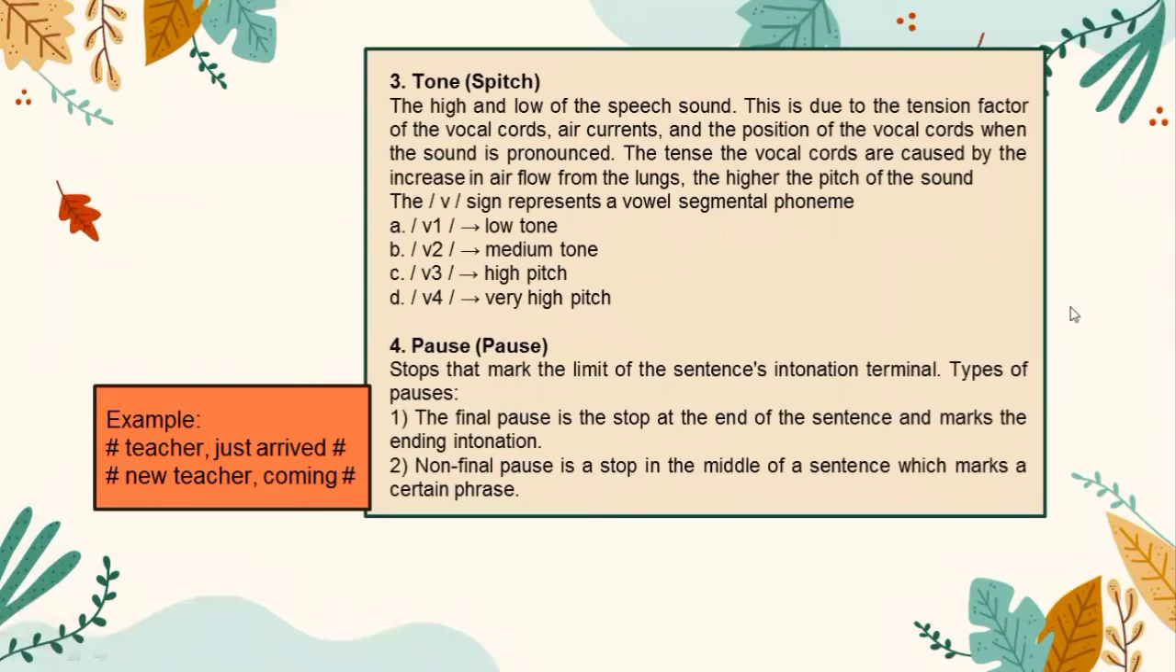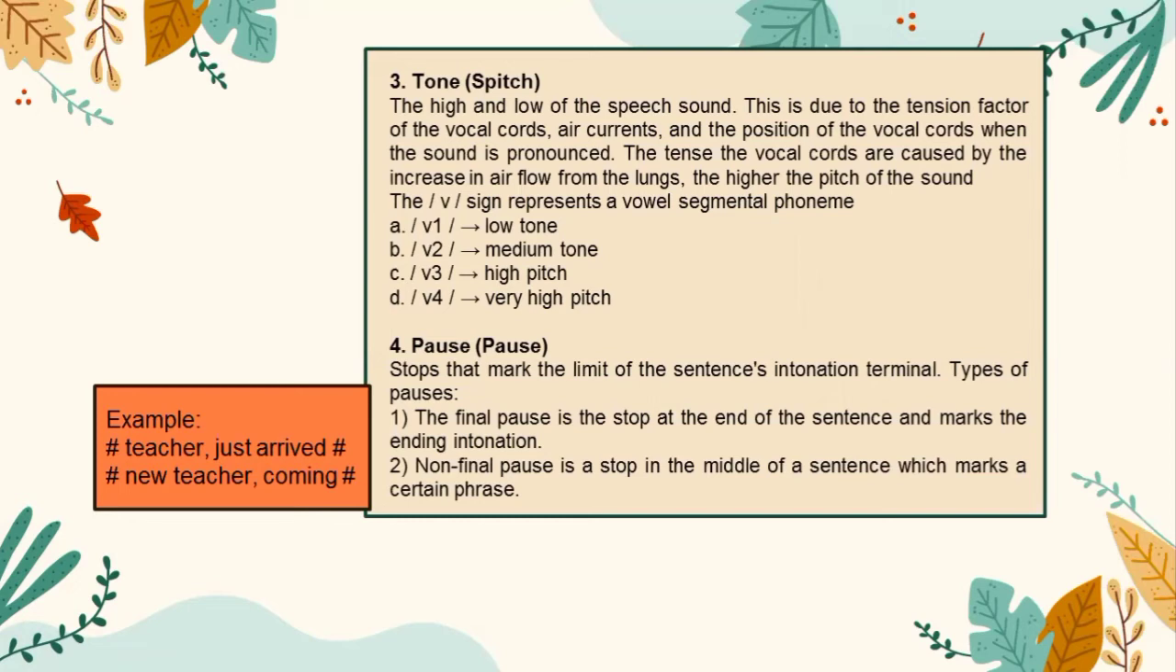Third, tone or speech. The height and lowness of the speech sounds is due to the tension of the vocal cords, air currents, and the position of the vocal cords when the sound is pronounced. The vocal cords become tense because of the increase in airflow from the lungs. The higher the pitch of the sounds, the V sign represents a vowel segmental phoneme. A, V1 or low tone, B, V2 or medium tone, C, V3 or high pitch, D, V4 or very high pitch.